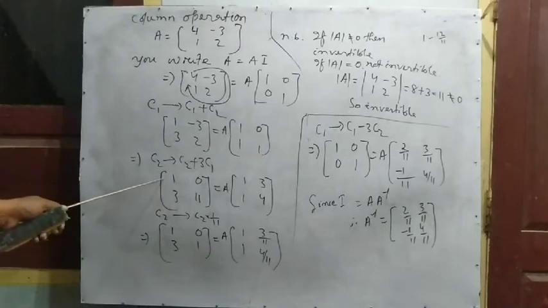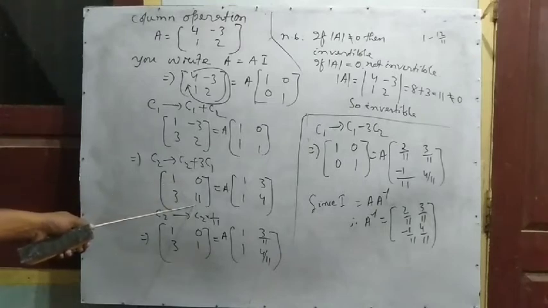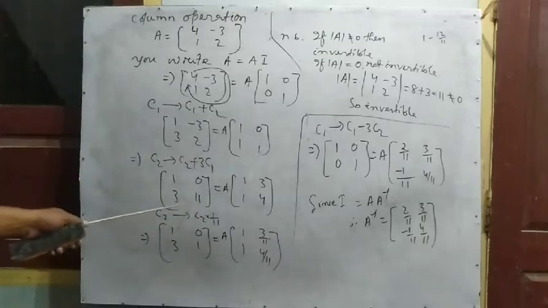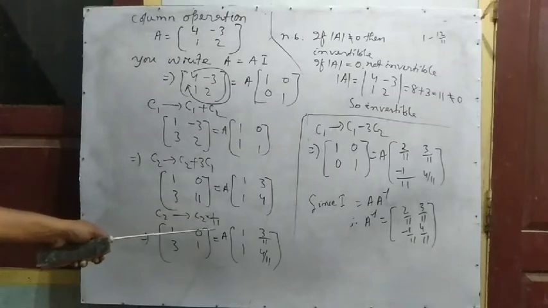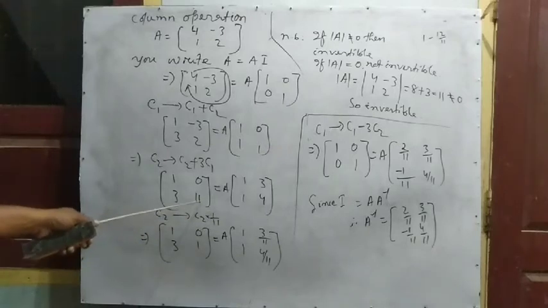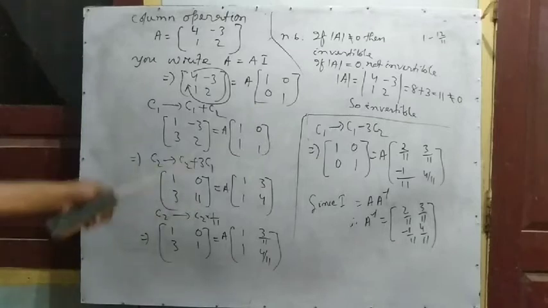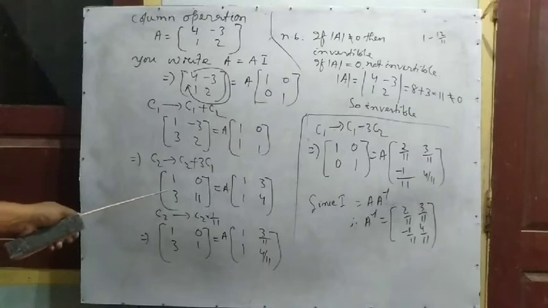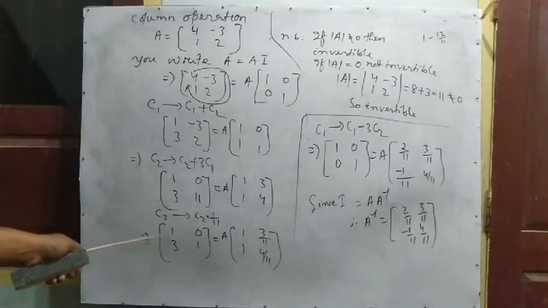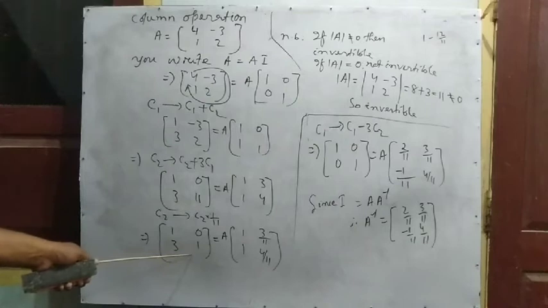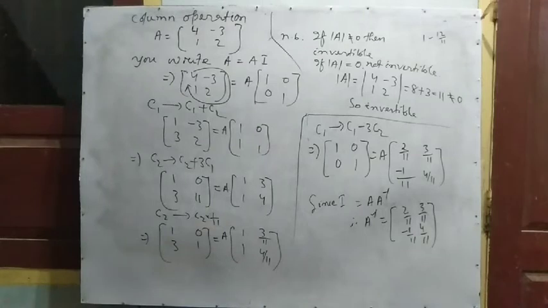Here we have 1, 0, then you convert this one into 1. A single column you change by multiplying by 1 by 11. Here 11 is there. When you multiply 1 by 11, you get 1. So when you multiply column 2 by 1 by 11, what value do you get? Column 1 remains unchanged: 1, 3, and here also 1, 1 remains. But in column 2, 0 into 1 by 11 equal to 0, 11 into 1 by 11 equal to 1, 3 into 1 by 11 equal to 3 by 11, 4 into 1 by 11 equal to 4 by 11.